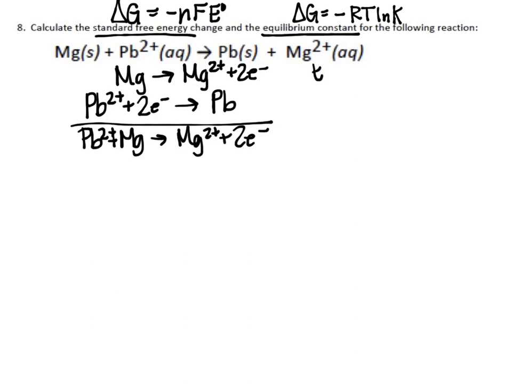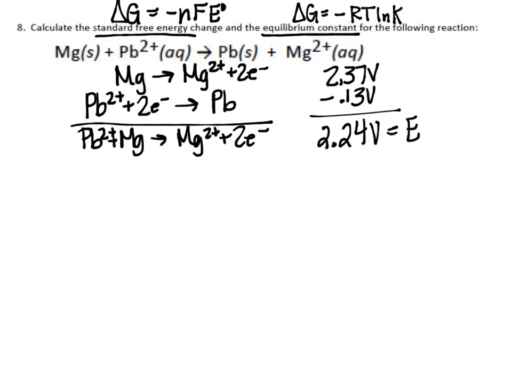2.37. And for the other one, we get negative 0.13. So 2.37 volts, and we have negative 0.13 volts. So we end up with 2.24 volts, and that is our E naught. Now we're ready to go and find delta G. So delta G is equal to negative nFE naught.